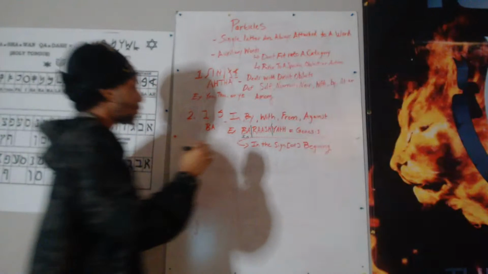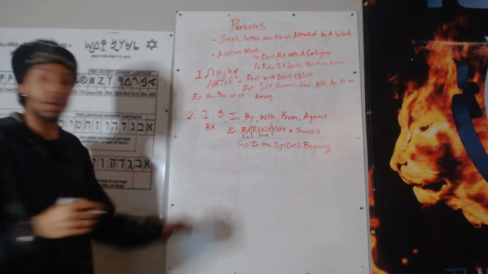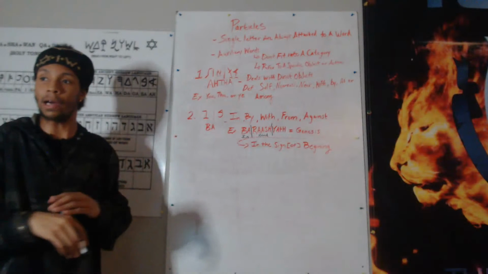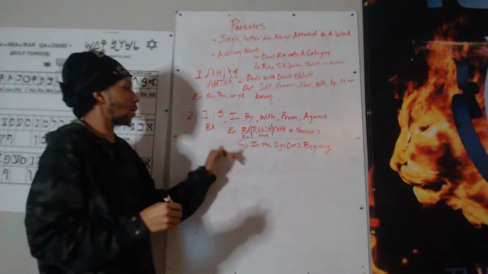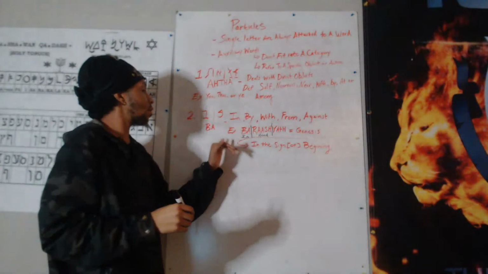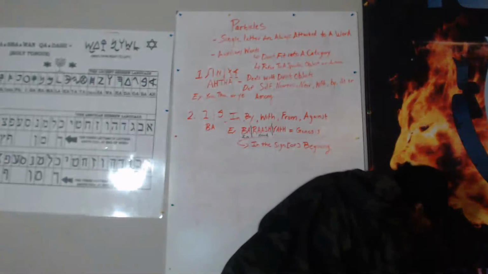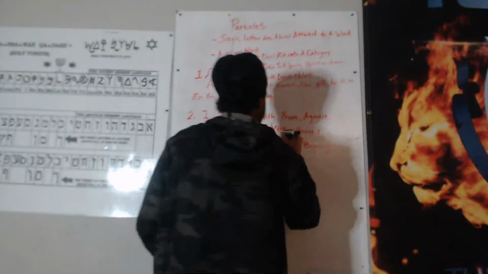Ra'ash means head. And when you think of head, think of first, because the first thing that you notice on your body is the head. So in, head, and then we have Yah. Now, as far as Yah goes, it means sign.